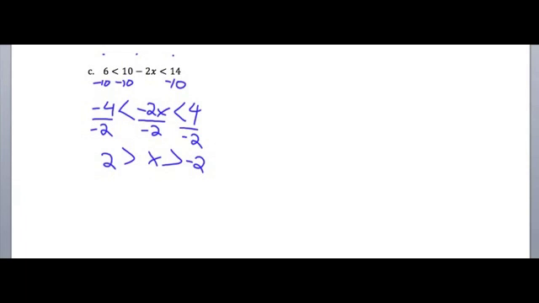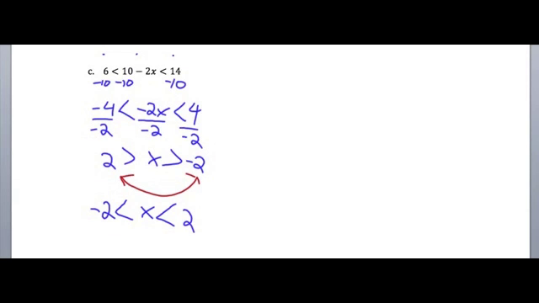I usually like my lowest number on this side, so I'm going to take this thing and I'm just going to kind of flip it around. I'm going to mirror it. Okay, so what I really have here is x is greater than negative 2 and less than 2. And I can read that from the line above, too.